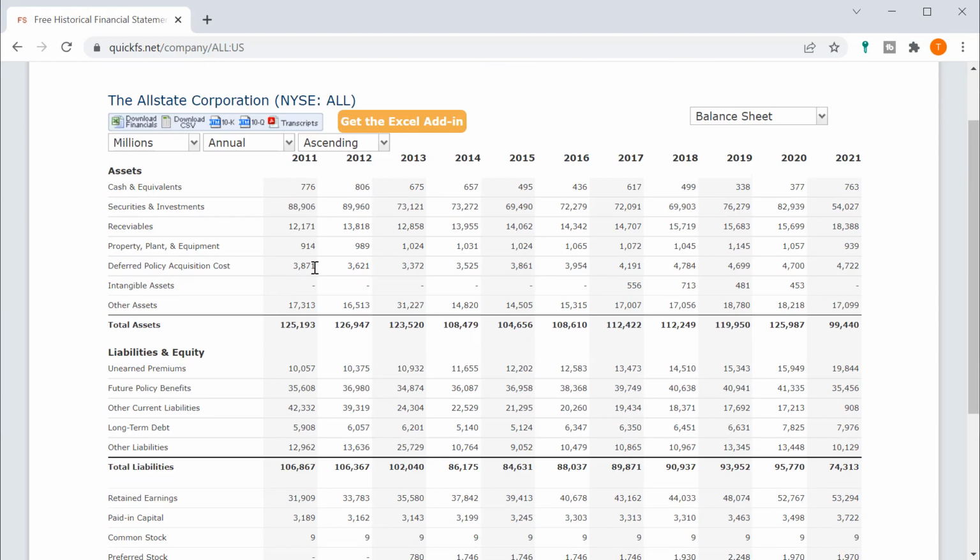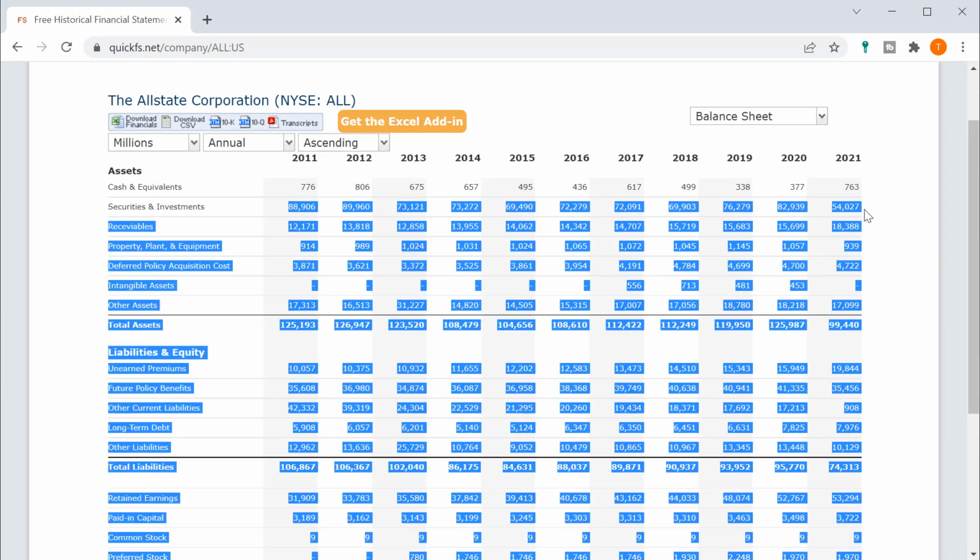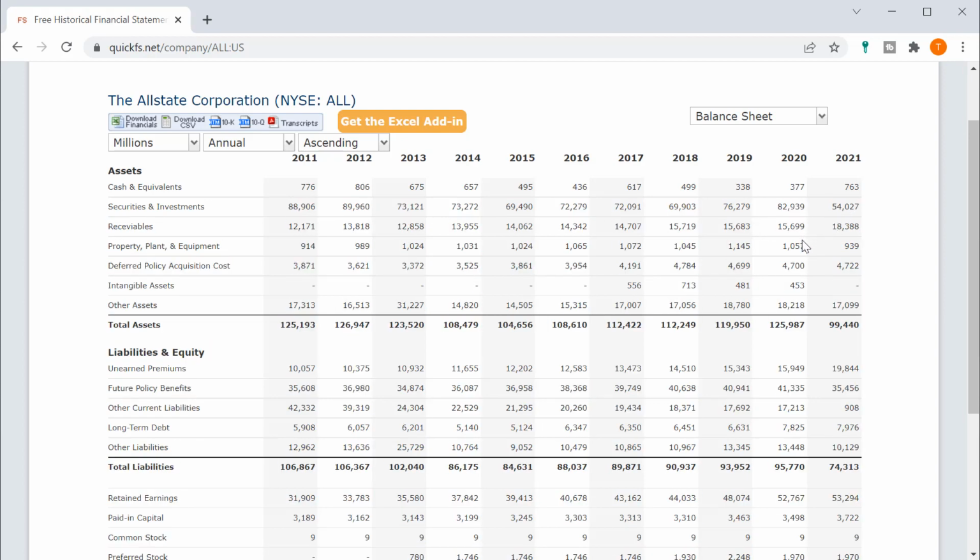Let's see here. So your securities and investments. One thing that's hard to do with QuickFS, and you'd have to do it with any insurance company, is really understand what their investments are. That shows your exposure to bonds versus other types of investments. Because really that's what you're buying when you buy an insurance company. You're buying their underwriting record and you're buying their investment portfolio. And so it's really hard to parse right here.